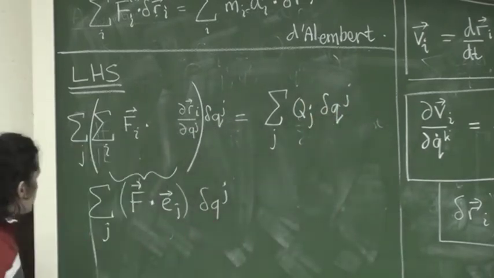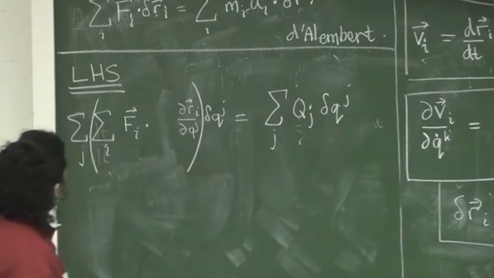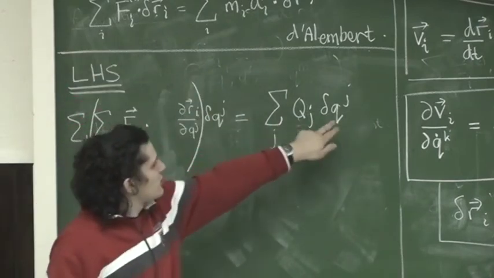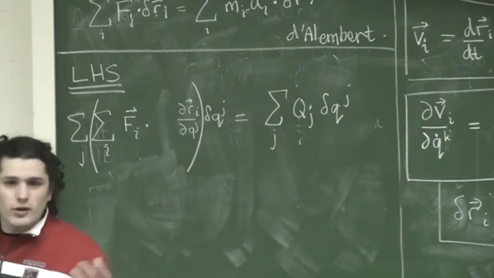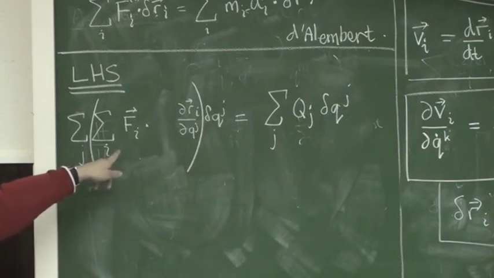So that's all that happens when we transform the left-hand side. The left-hand side becomes the sum of qj delta qj, where this big qj is a generalized component of force in the j direction, and can be computed by doing this.